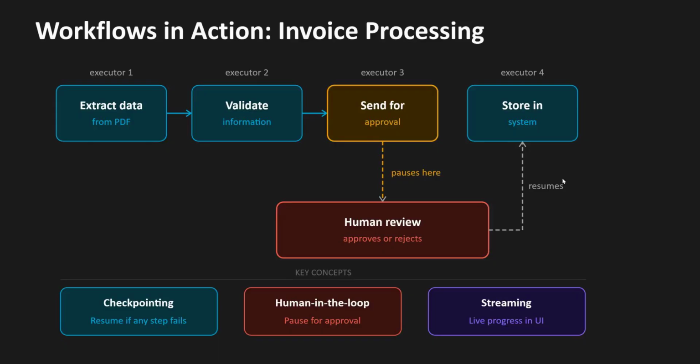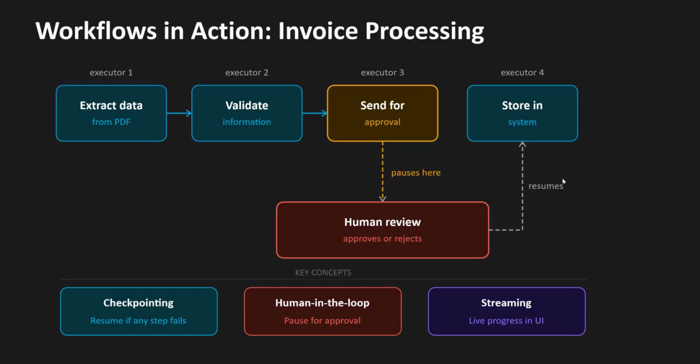Step 4, the final executor. It takes the approved invoice, writes it to your system, and completes the process. Now, what makes this really powerful for production is the stuff running underneath all of this. Checkpointing means that after each step completes, the state of the workflow is saved. So if something crashes, say the storage step fails because maybe the database is temporarily down, you don't start over from scratch. You just resume from where it stopped. And streaming means your UI can show live progress as this is happening. The users can see exactly where the workflow is at any given moment.